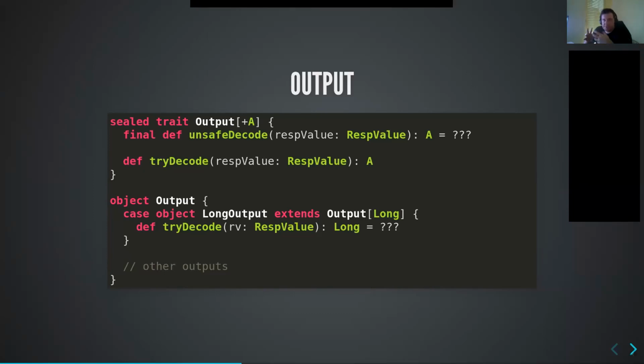A similar situation as with inputs we have in output. So we basically have a bunch of terms that describe various kinds of output that we have in ZIO Redis. There are fewer than inputs, but still I think there are about 10-ish of them. One example is a long output that we see here.